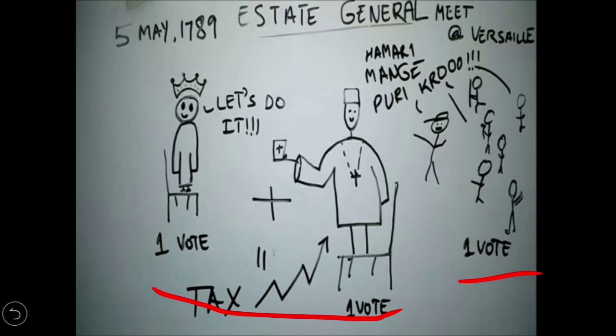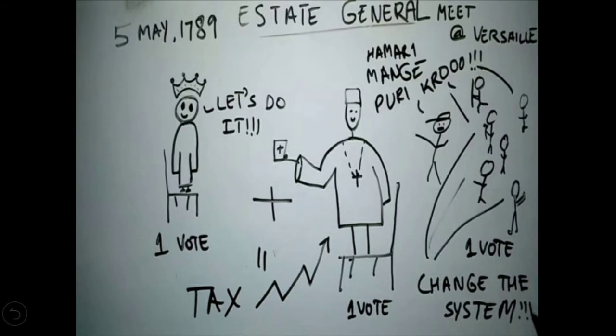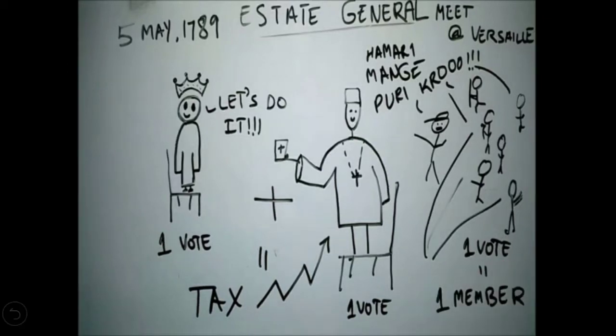So what did they do? They boycotted the assembly in protest, and they held their meeting in the hall of an indoor tennis court at Versailles, and they declared themselves the National Assembly. So they demanded one member, one vote, and they changed the system. They boycotted the assembly, held their meeting in the indoor tennis court, and declared themselves the National Assembly.